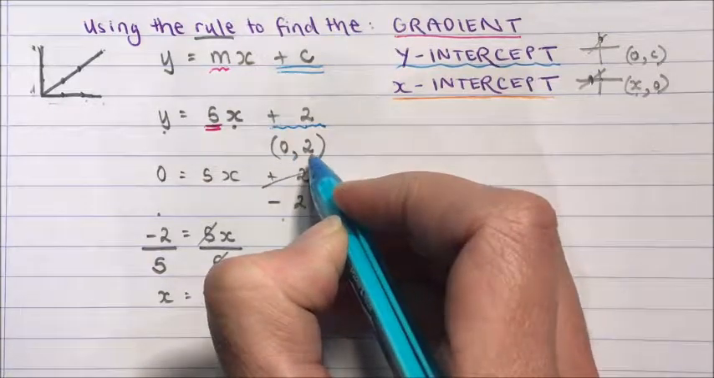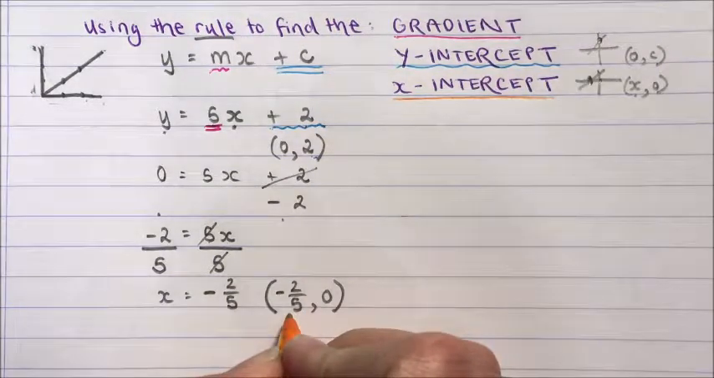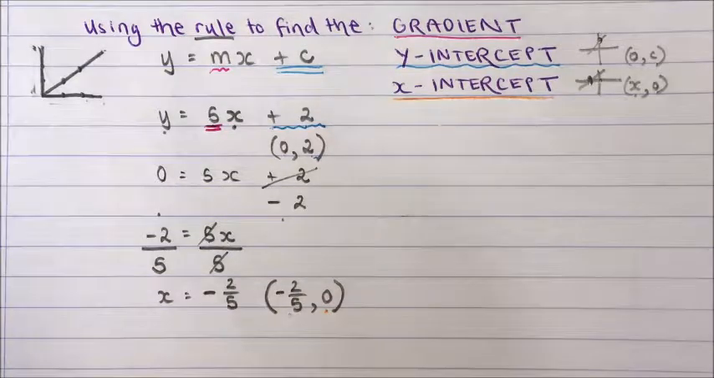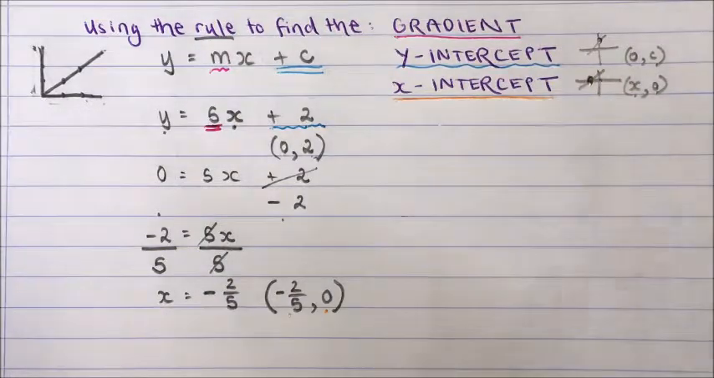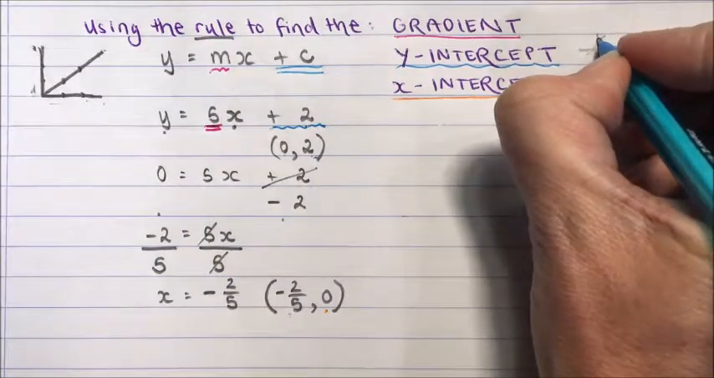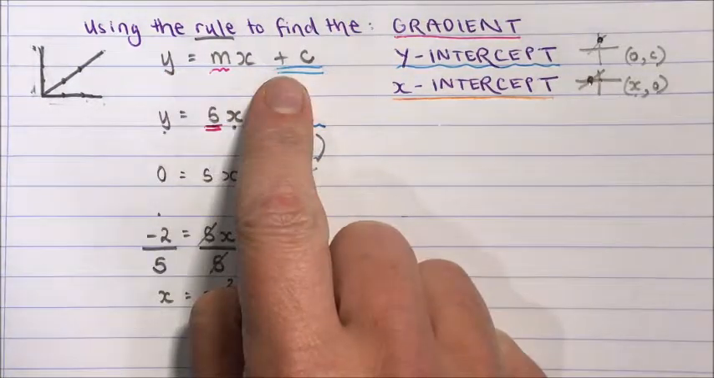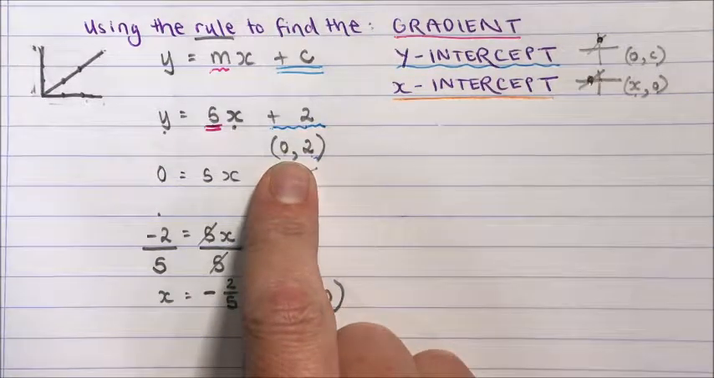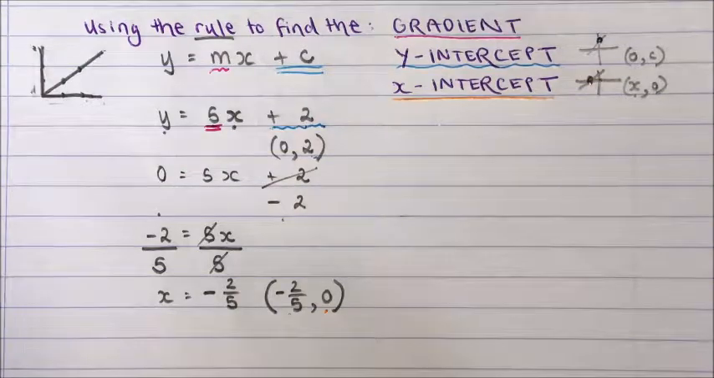So that's my y-intercept: when x is 0, y is 2. And these are my coordinates for my x-intercept: when x is negative 2/5, y is 0. There's my x-intercept, the point at which the line crosses the x-axis, and here's my y-intercept, the point at which the line crosses the y-axis. Terrific, and we can work that out from the rule. If you've got the rule, you can work out the y-intercept and the x-intercept, and it'll be really easy to draw a little graph from there.